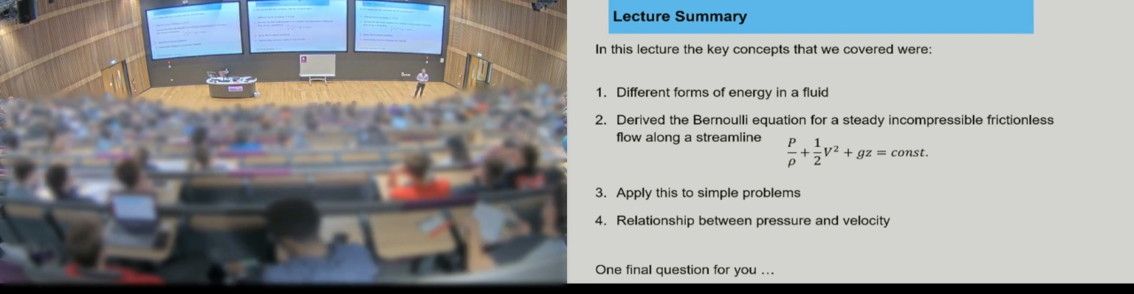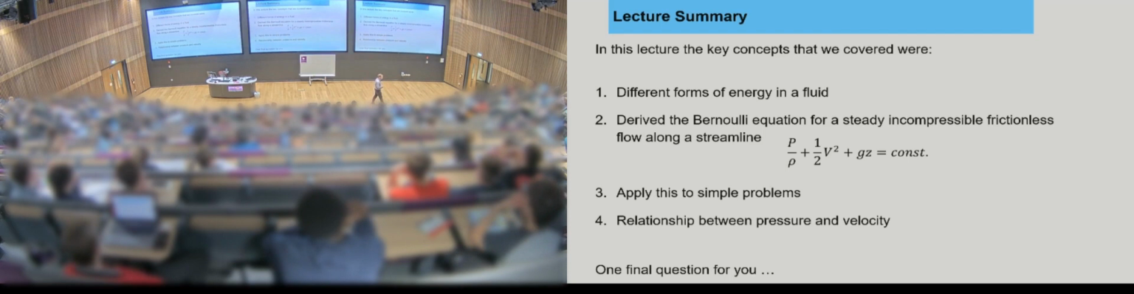In this lecture, the key concepts that we have covered have been the different forms of energy in the fluid. We derived the Bernoulli equation for a steady, incompressible, frictionless flow along the streamline. We applied the Bernoulli equation to simple problems. And then right at the very end, we considered the relationship between pressure and velocity.